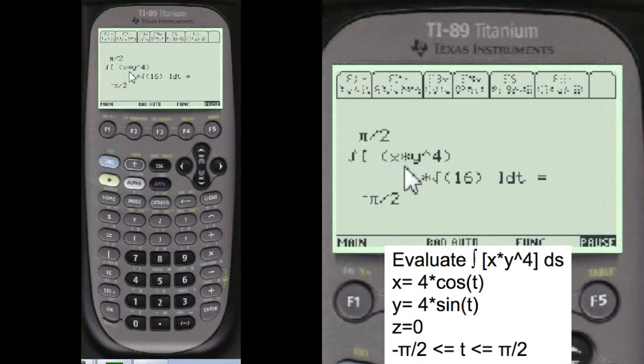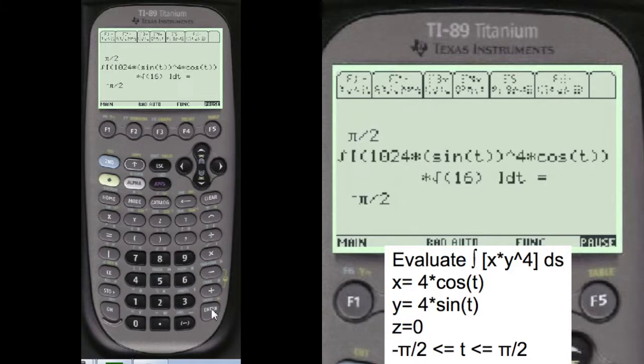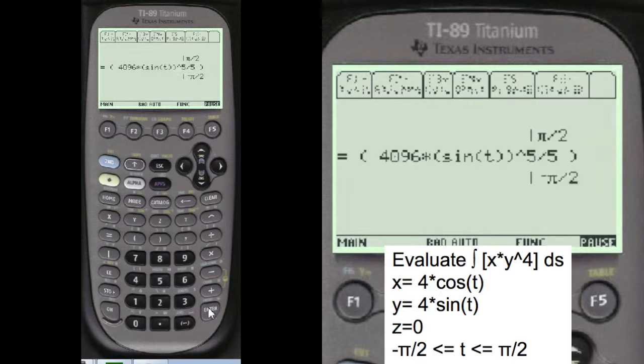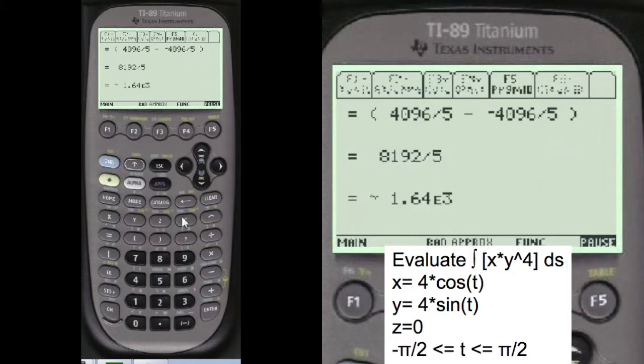So here we have the range, and here we have the function, and here we have the magnitude of the derivative of our t function. And you do the calculations just to see them here on your paper over the range of this here. We've already done the derivative here. Here's the derivative of that. The answer is 8192 over 5.